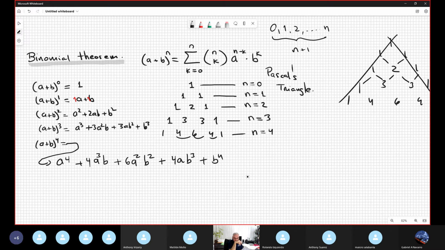Now you see how the exponent of the A is decreasing. 3, 2, 1, 0. No A. Okay, the sequence is, look, the first exponent of the A is 4, the second was 3, the next was 2, the next was 1, the last is 0. And it obeys the formula, A to the n minus k, and k starting at 0, look, up to n.